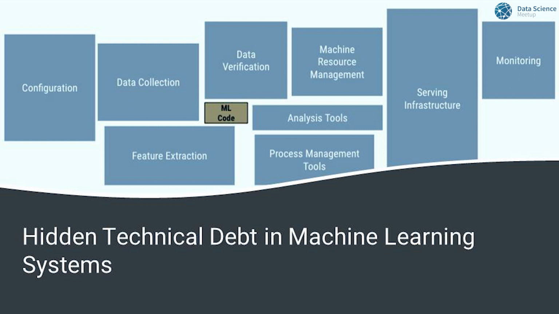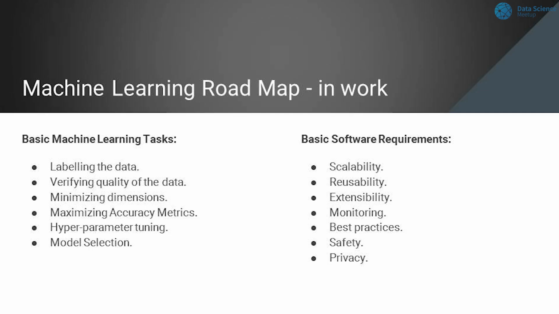So Google tried to fix this problem, and they released a lot of their source code that handles these problems. They're trying to make it like software engineering for data science, making data science more abiding to these requirements. What we usually care about are the machine learning basic tasks: labeling the data, verifying the quality of the data, so coverage, minimizing dimensions, PCA, TSNE, and other stuff, maximizing accuracy metrics, hyperparameter tuning, model selection. So we have lots of tasks for machine learning.